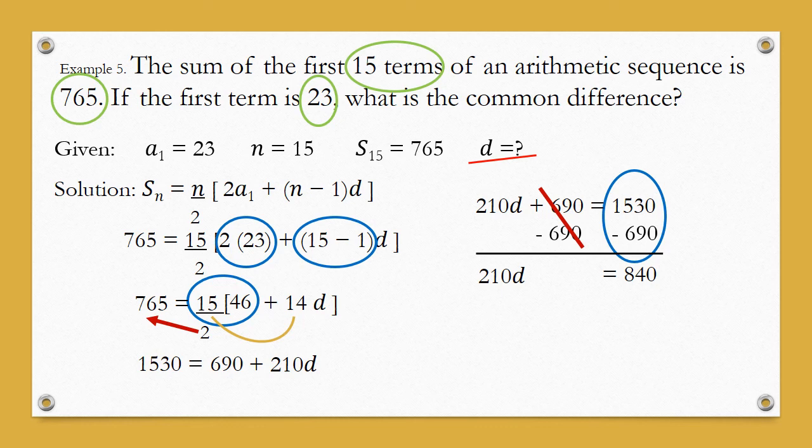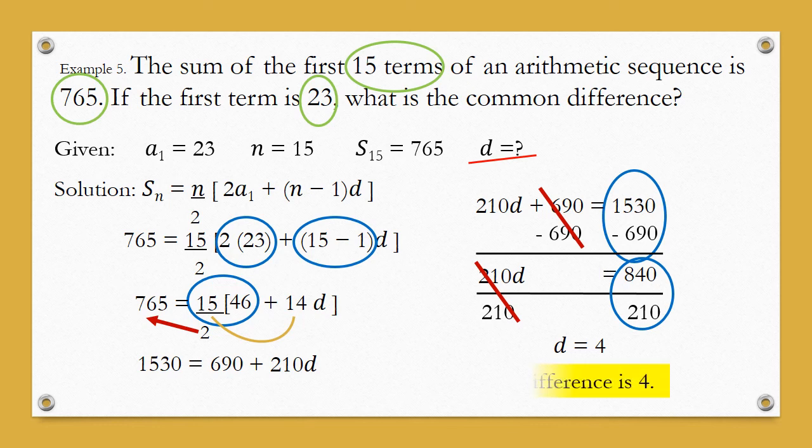So now we find the value of d. The numerical coefficient of d is 210. So to make it 1, divide it by 210. So dividing 210, the answer is d. And 840 divided by 210, the answer is 4. So the value of d is equal to 4, or the common difference is equal to 4.